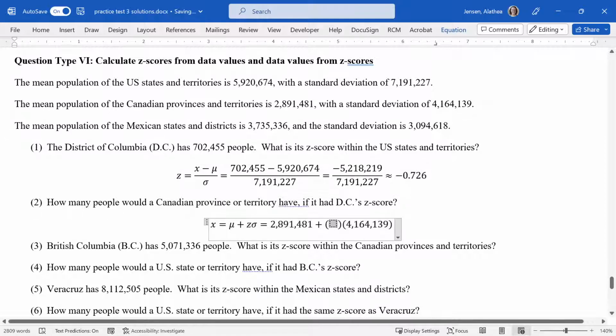By the way, did you guys know that DC has a greater population than a lot of states, but it's not a state? Kind of weird. That's my plug for DC statehood.